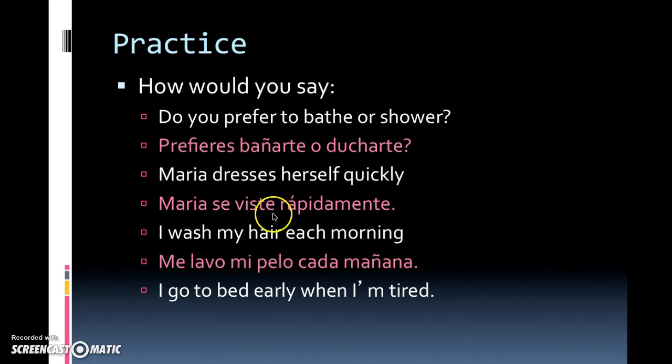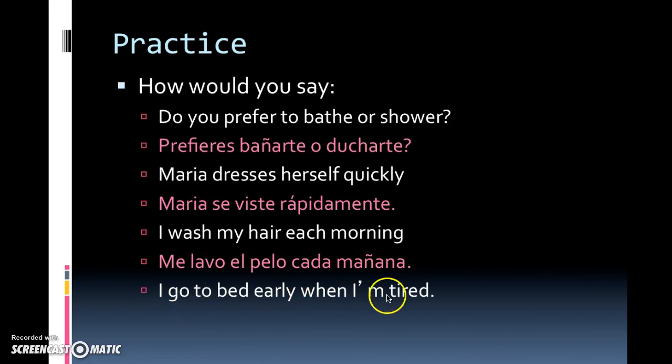I think this is on the next slide, but when I'm doing reflexive verbs, because I'm saying I'm doing something to myself, it's implied that the thing that I'm washing or putting on is mine. So I don't have to say mi pelo. I would actually say me lavo el pelo. So that's actually an error. I did that to make a point.